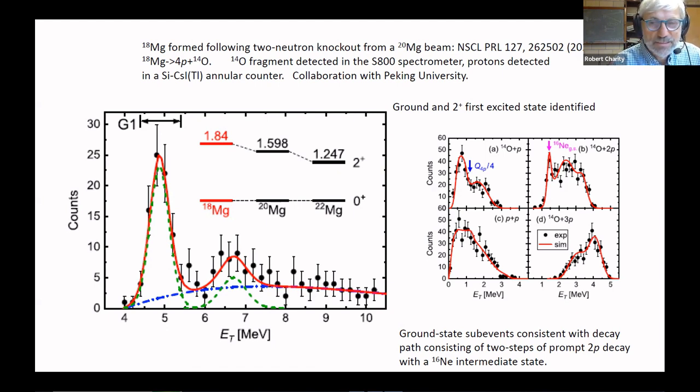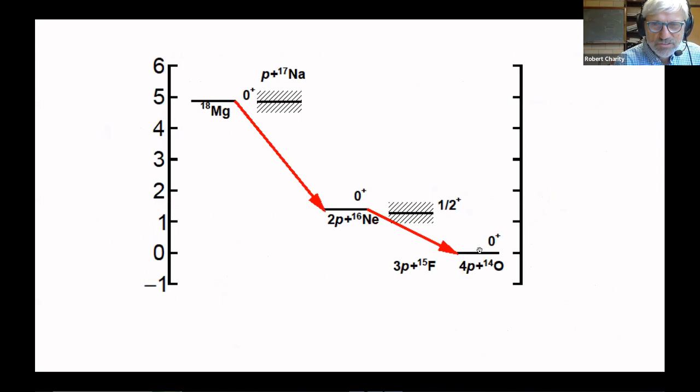We did a simulation, again, assuming 2 steps of prompt 2 proton decay, this time passing through a neon 16 intermediate state. And that's these red curves here. And this is the invariant mass of neon 16. And this is the background from the incorrectly assigned protons under that. And it fits the data quite well. So this is quite similar to the carbon case. So magnesium 19 2 proton decays to neon 16, which is a known 2 proton decay emitter, and it 2 proton decays to oxygen 14.